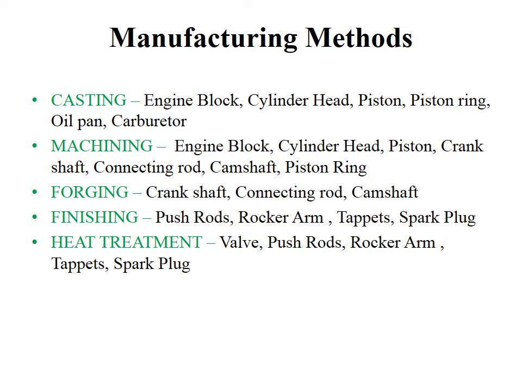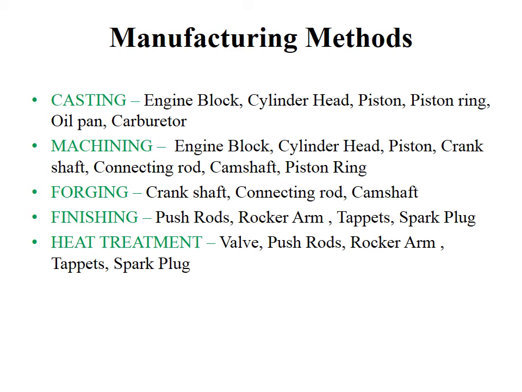Next is machining. If you see, most of the components would need machining in order to make sure that the components are of the required dimensions, because there are a lot of precision requirements in the engine. All that is done by machining, which is done for engine block, cylinder head, piston, crankshaft, connecting rod, camshaft and piston ring. Next comes forging. It's mainly used for crankshaft, connecting rod and camshaft.